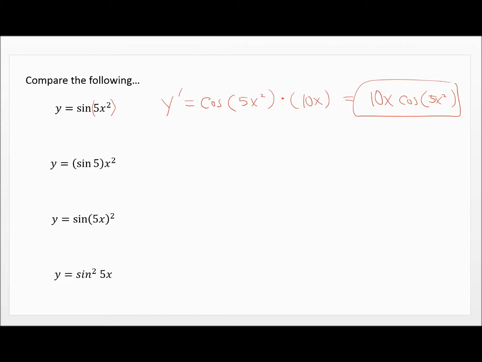Okay, now let's look at our next function. Now all I did was throw some parentheses in there. The order of your sine, your 5, and your x squared is all the same, but this means something completely different. Sine of 5 is a scalar multiple. That's just a number you could type in your calculator. I'm not saying do that, because sine of 5 is more accurate. You would have to round it.